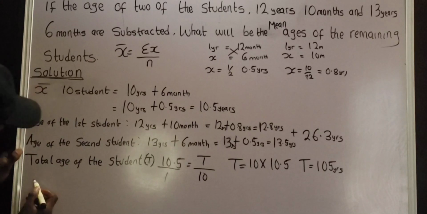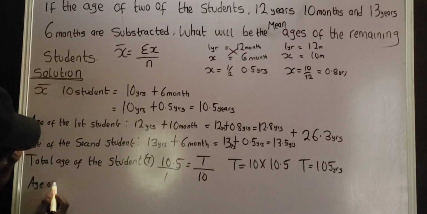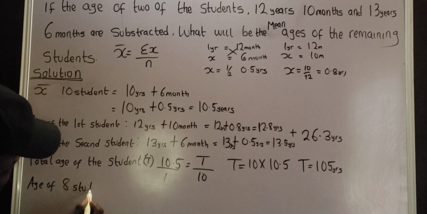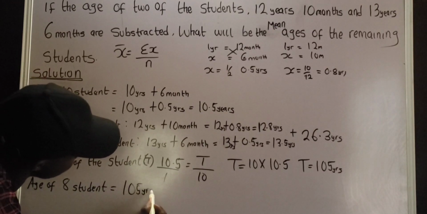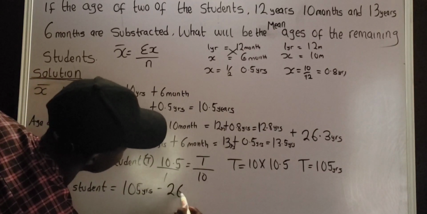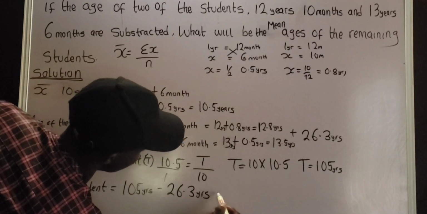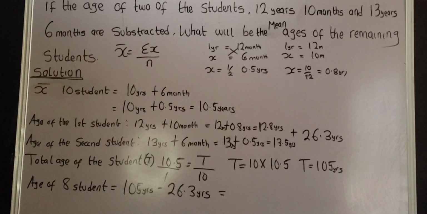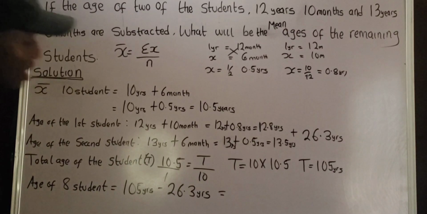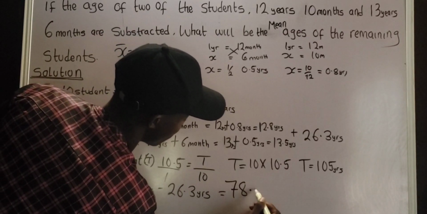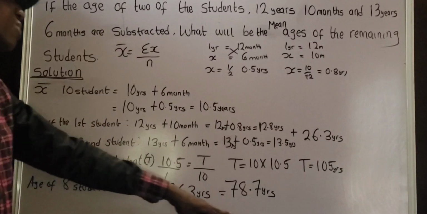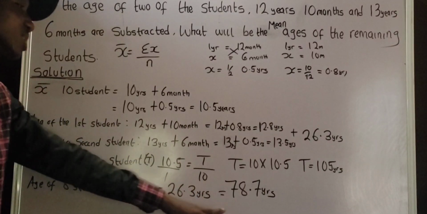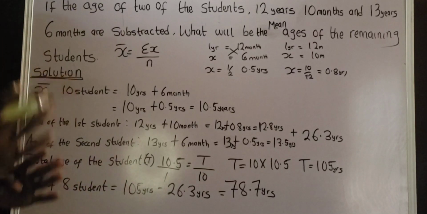So the age of the 8 students is equal to 105 years minus 26.3 years. If you punch your calculator, you are going to get 78.7. So the age of the 8 students is 78.7 years. Now, don't forget, we are not looking for the age of the 8 students. We are looking for the mean age of the 8 students.